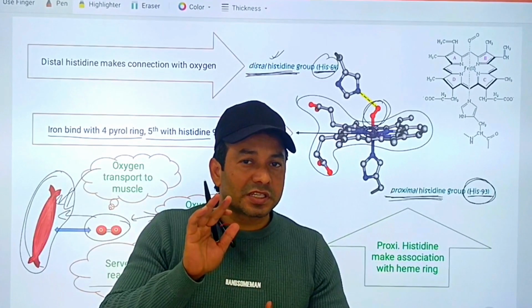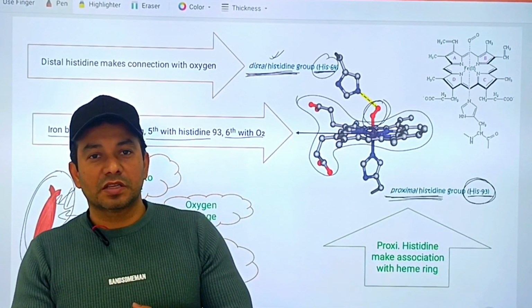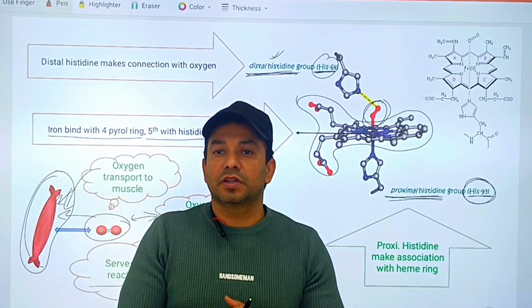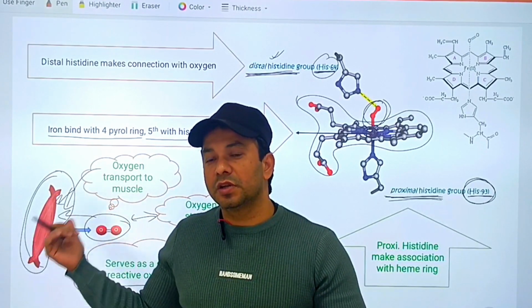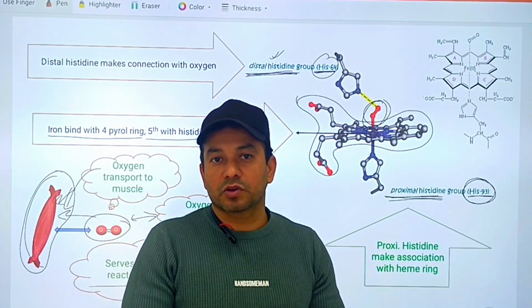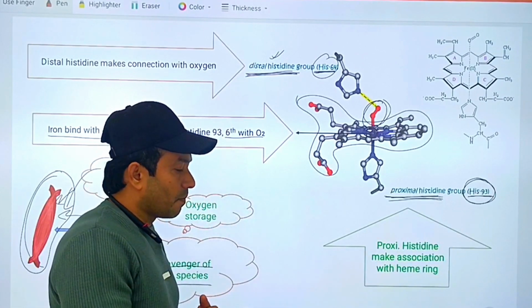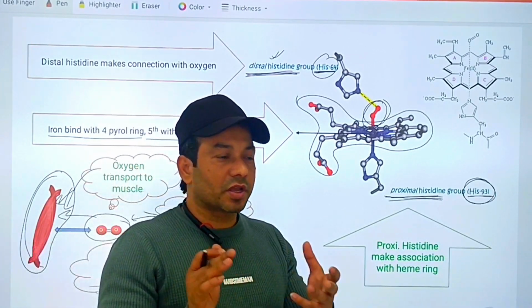Reactive oxygen species are highly reactive molecules. They react with enzymes and proteins and inactivate them. In that case, myoglobin holding oxygen can help in scavenging these reactive oxygen species to make sure that your proteins and enzymes are working properly.